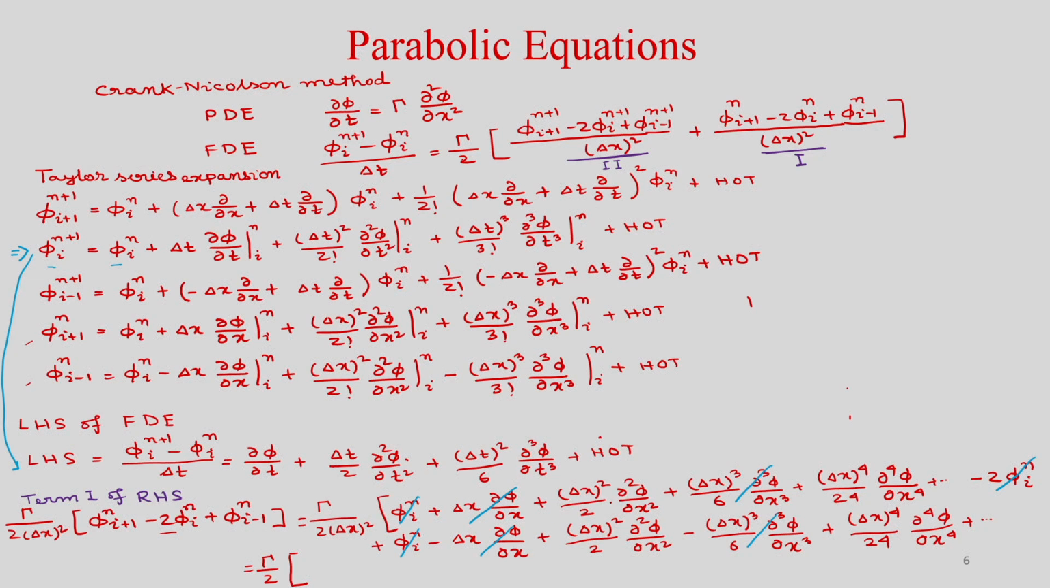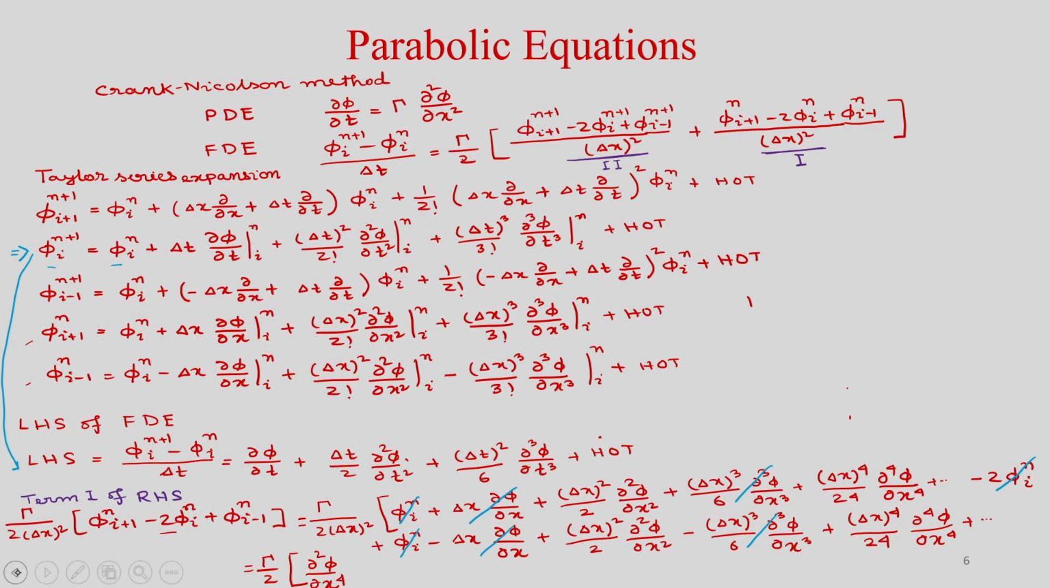So, you can see here 2 ∂²φ/∂x² is there. So, 2 is divided by 2, and Δx² will be cancelled out. So, you will get ∂²φ/∂x².